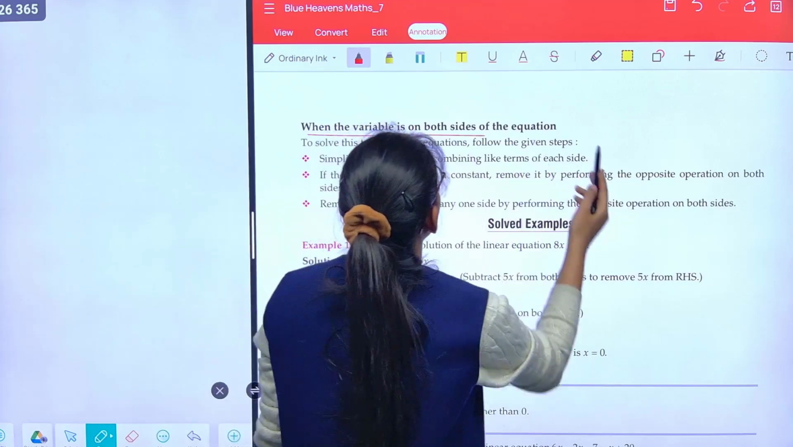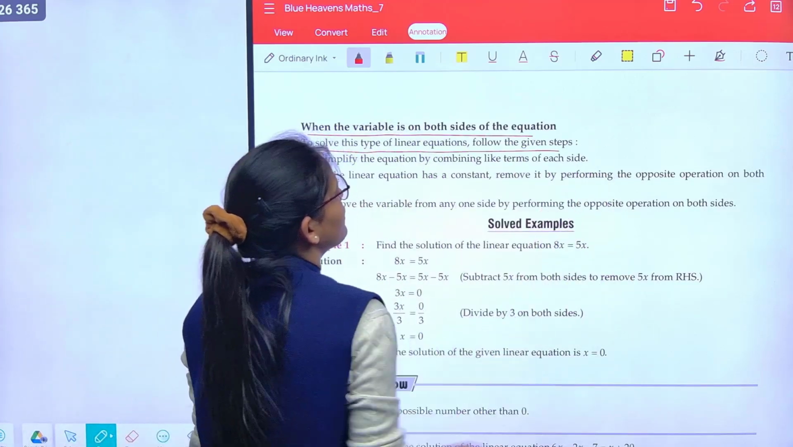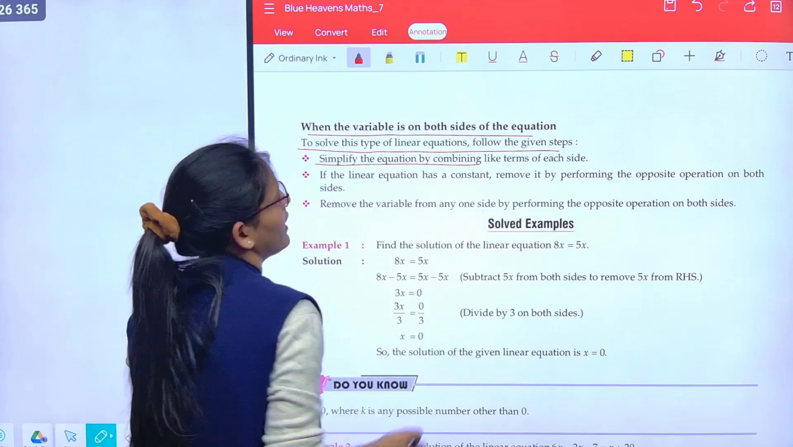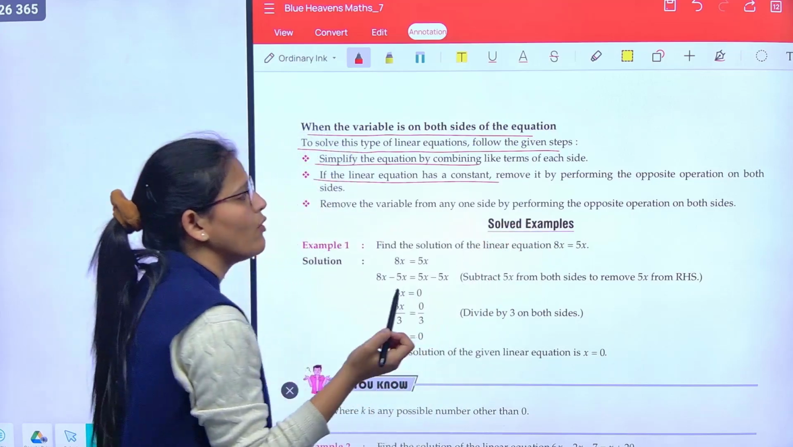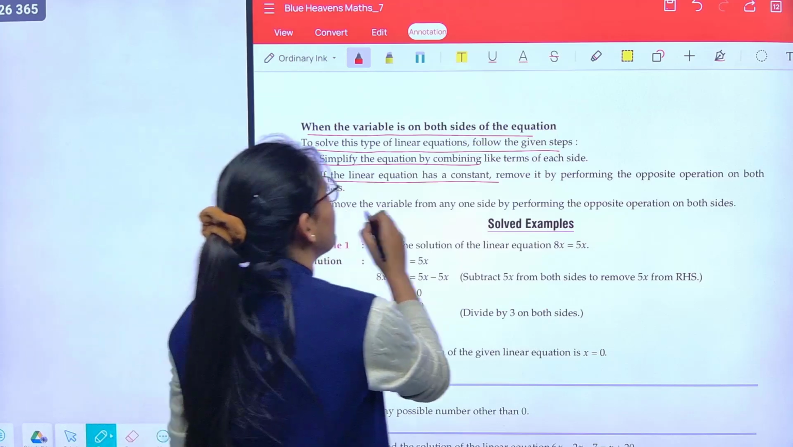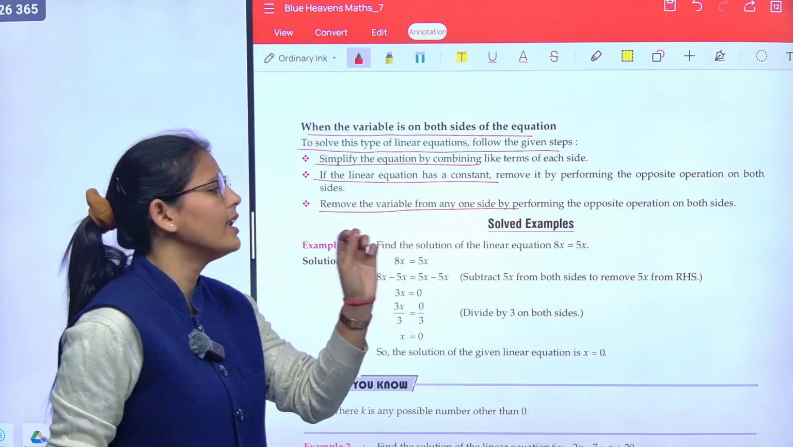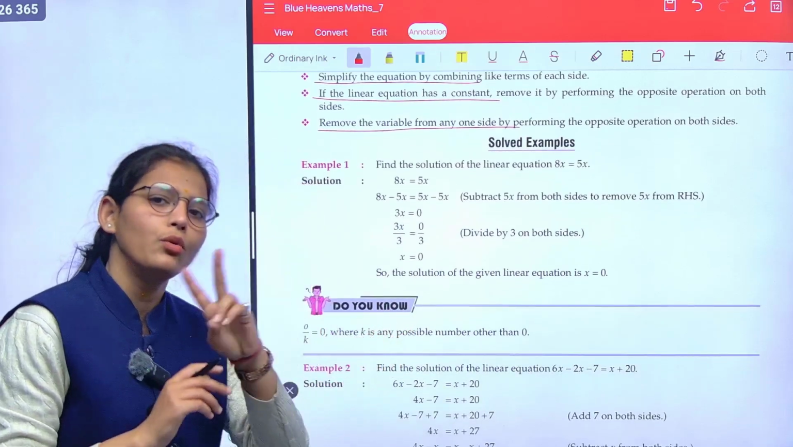When the variable is on both sides of the equation, to solve this type of linear equation, follow the given steps. Simplify the equations by combining like terms of each side. If the linear equation has a constant, remove it by performing the opposite operation on both sides. Remove the variables from any one side by performing the opposite operation on both sides. Class, जो भी करेंगे हम दोनों ही साइड में करेंगे.